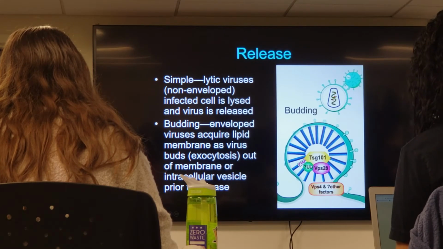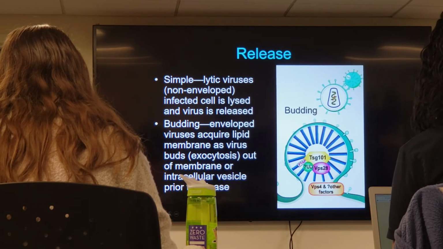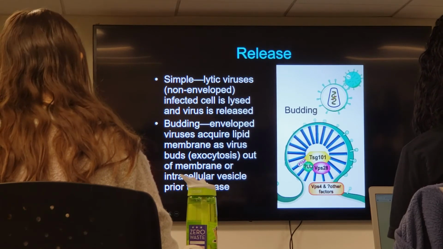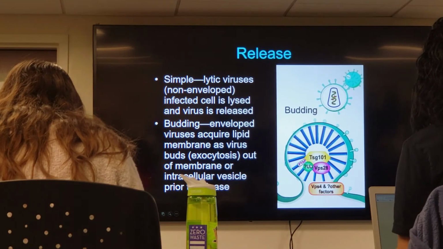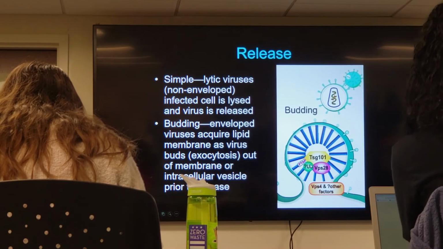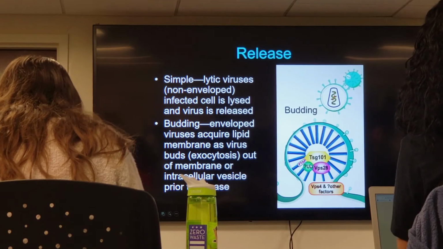So this case study that I just gave you, we're going to walk through how Ebola goes through these replication strategies. So this is a way that we're going to look at an example of all of these different phases of replication, and particularly how Ebola does it. Any questions?